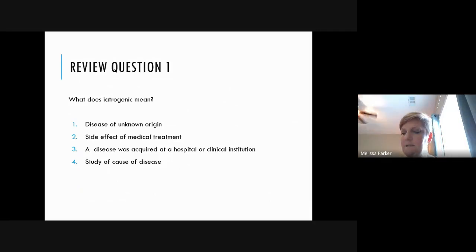So number one says Tay-Sachs disease most likely falls in this category. So it's actually C, it's a genetic disorder. So you have to receive it from your parents. Infectious disease acquired at a clinical institution would be called nosocomial. A study of the cause of the disease is etiology. So when a medication causes an unpleasant side effect, such as nausea, it's iatrogenic, because iatrogenic are adverse effects from treatment of a physician.